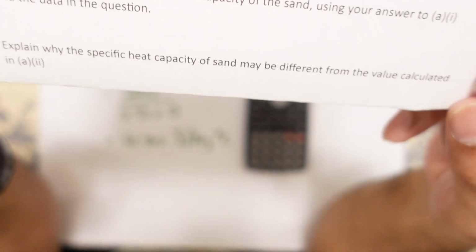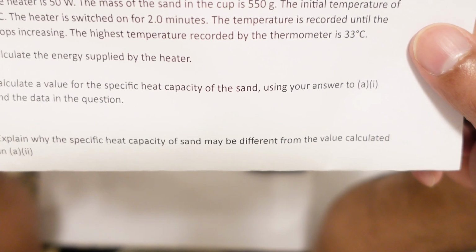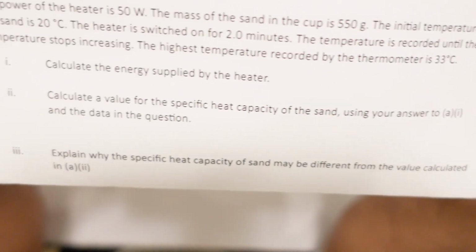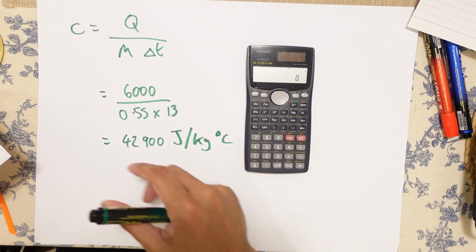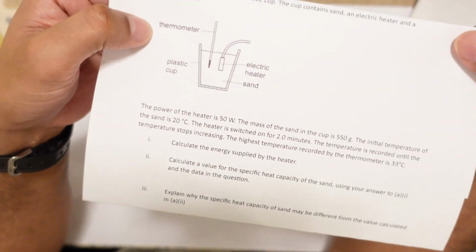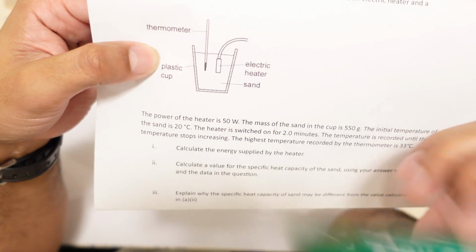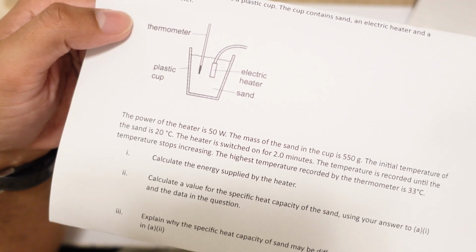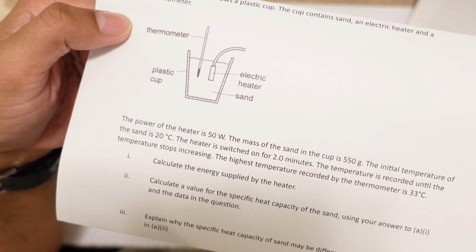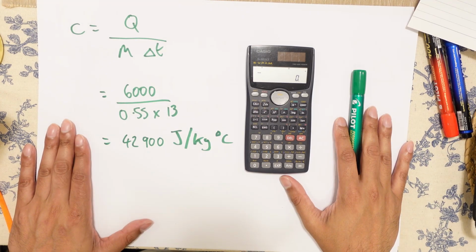Explain why the specific heat capacity of sand may be different from the value calculated. Well, it could be different from this because when you have a situation like this, you can have heat escaping through the top over there. So as a result, you never get 100% efficiency, and so it could completely affect the results.